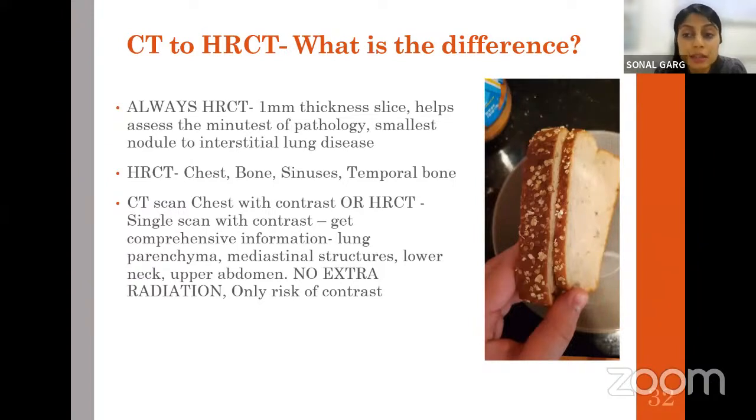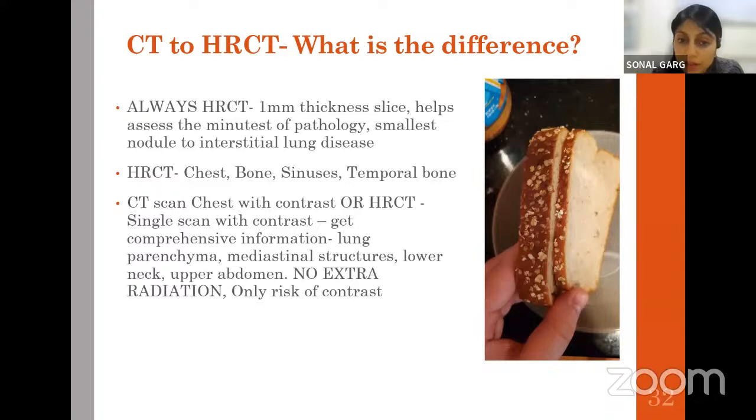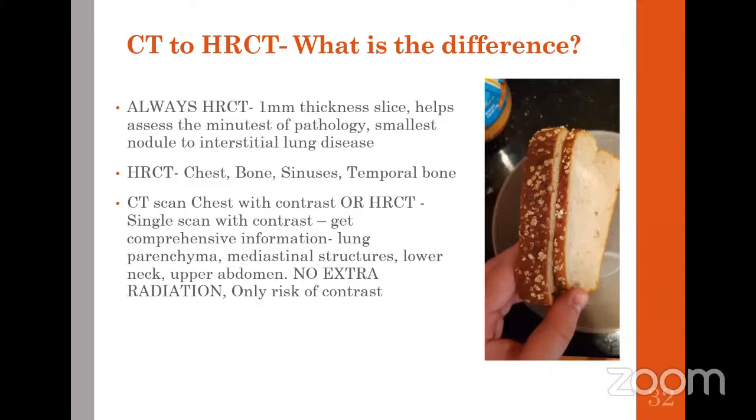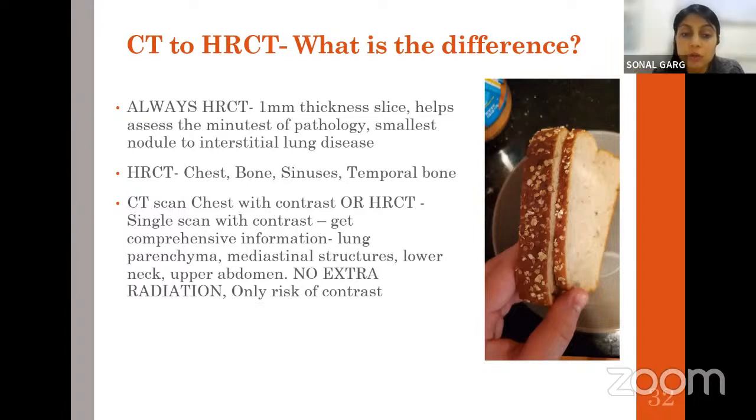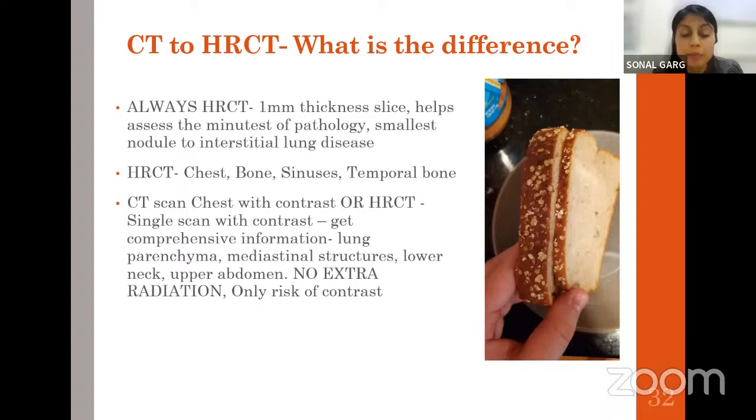Now, one of the biggest clinical conundrums that we always face is whether we should advise a CT scan chest with contrast or an HRCT. I will show you in my next slide what the indications of using contrast are. But for example, when you are suspecting infection, you can just ask for a CT scan chest with contrast. And in our center, we perform it like a single scan with contrast at the same time, where you are able to reconstruct it retrospectively in the HRCT format. And hence you get very comprehensive information, which includes lung parenchyma, mediastinal structures, the lower neck, upper abdomen, for no extra radiation, but only the minimal risk of giving contrast, which as I said, now really does not even exist.